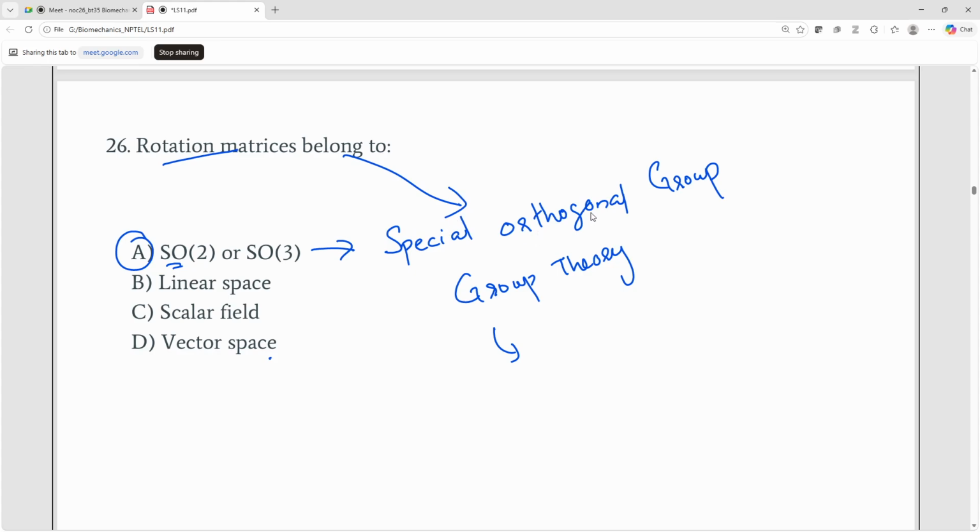Rotation matrices belong to special orthogonal groups, denoted by SO, and 3 is the order. If it is 3 by 3, then it will be written as special orthogonal group 3, and if it is a 2 by 2 matrix, then it will be written as SO2. So that's a naming convention. So the rotation matrices belong to SO2 or SO3, that is special orthogonal group of order 2 or 3.